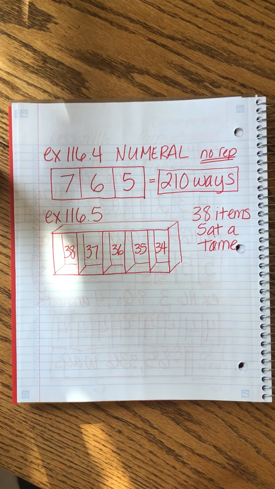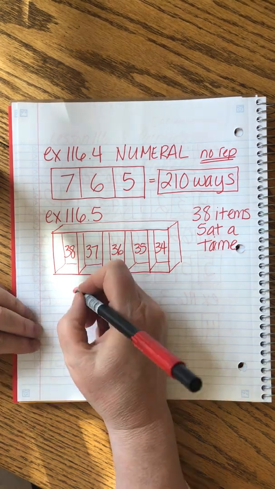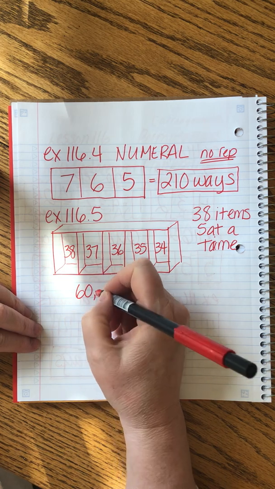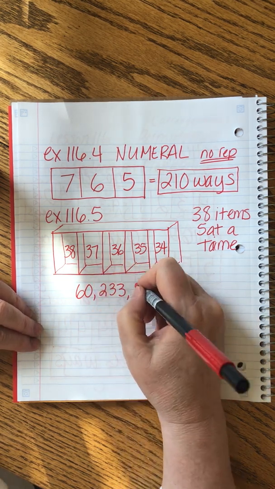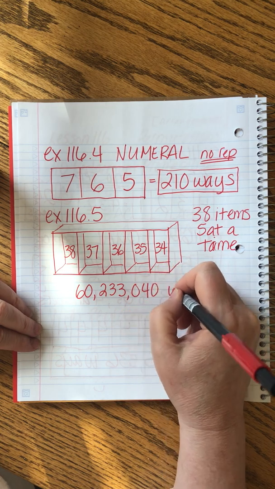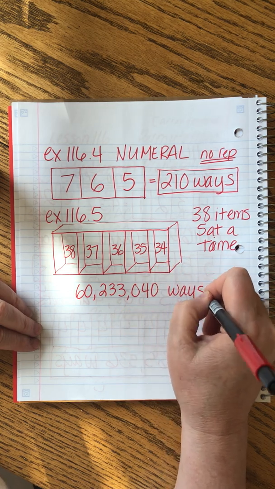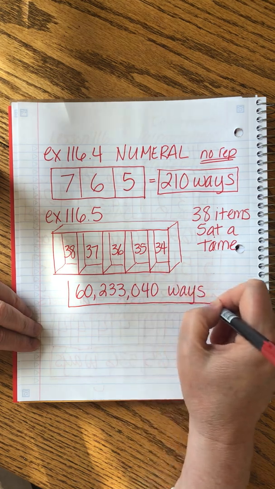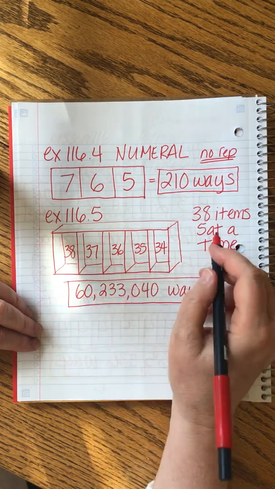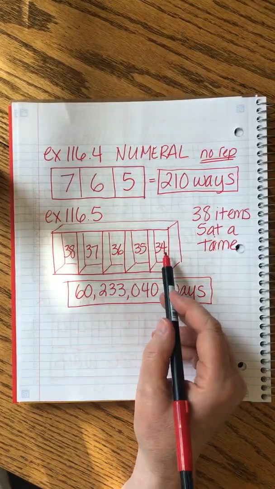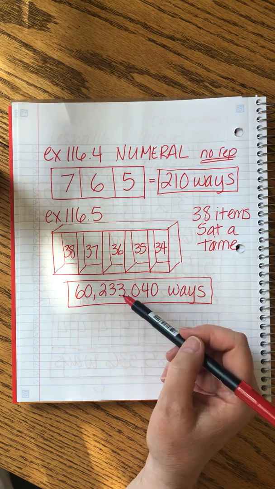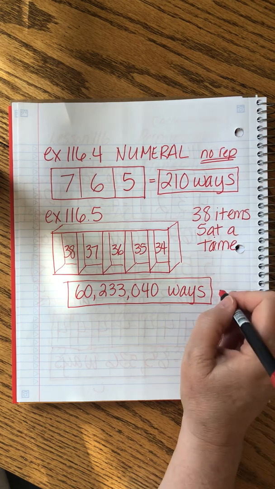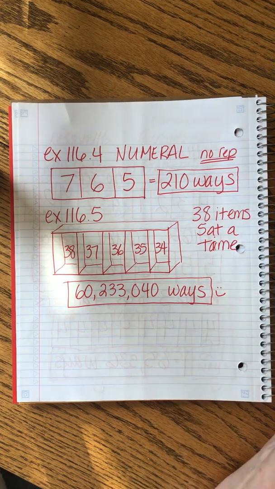This one I would definitely allow you to use your calculator on because the answer is there are 60,233,040 ways to arrange those items in the china cabinet into these 5 cubbies on the windowsill. 60,233, yeah, I'm just double checking. That's correct. That's a lot of ways, isn't it?